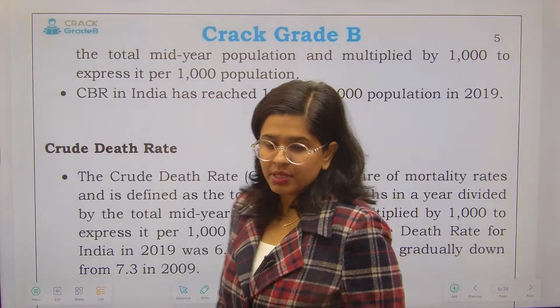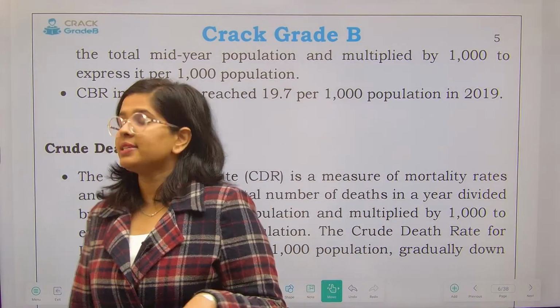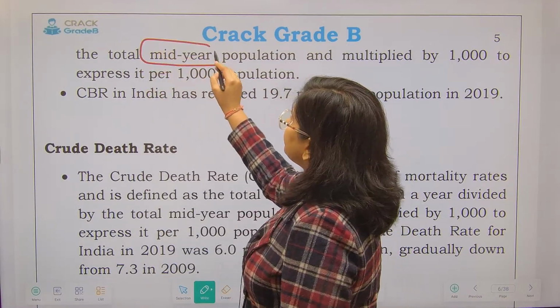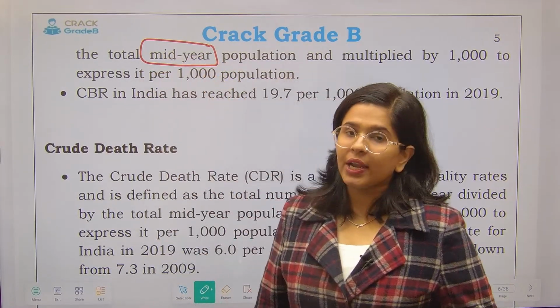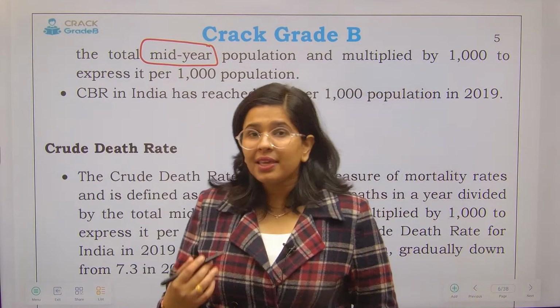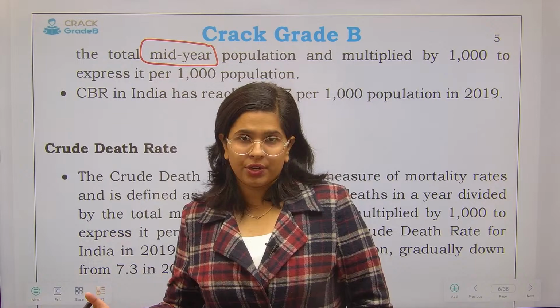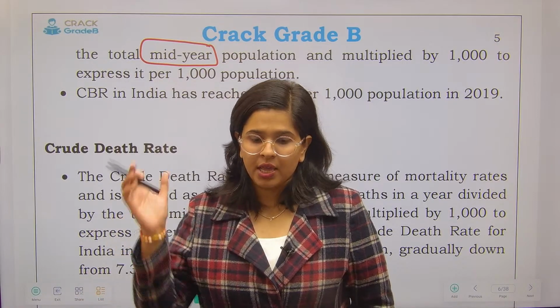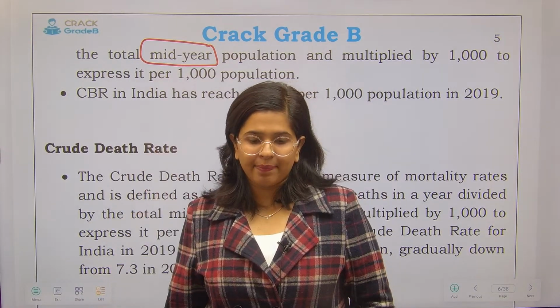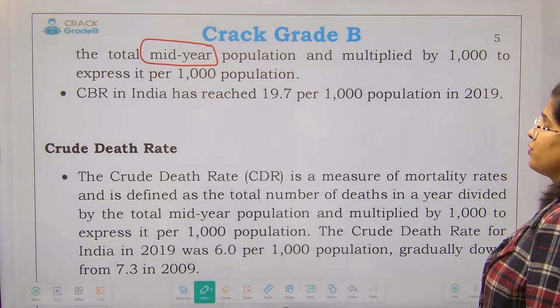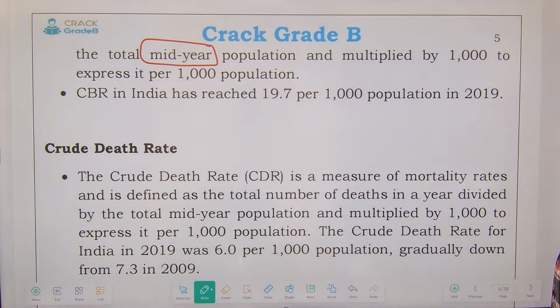Now many of the times where do we get stuck is this. The population measure that is being used to calculate crude birth rate is mid-year population, right? Mid-year population. So that is from where a question can be framed. Now next is India's crude birth rate has reached 19.7 per thousand population in 2019.